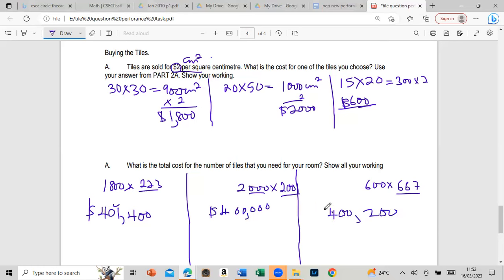So the cheapest tile would actually be this one, which is the bigger tile. So that works out cheaper. For people who want the SBA, that would be it.